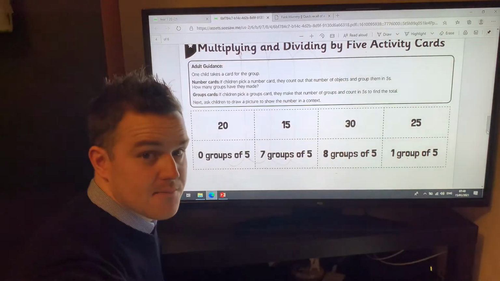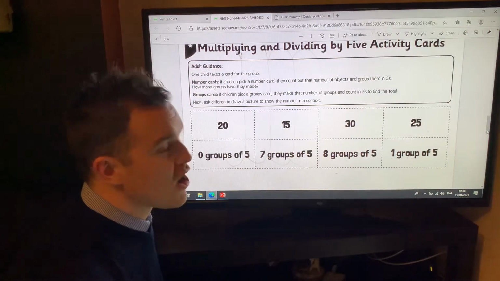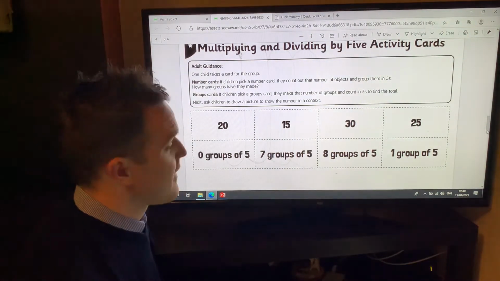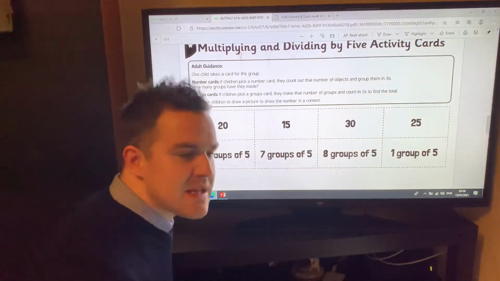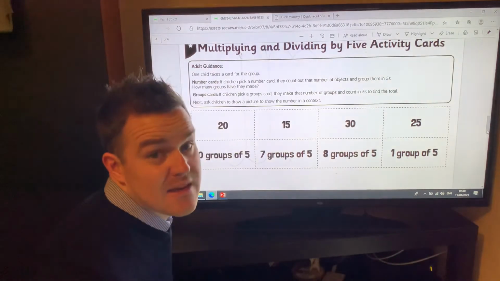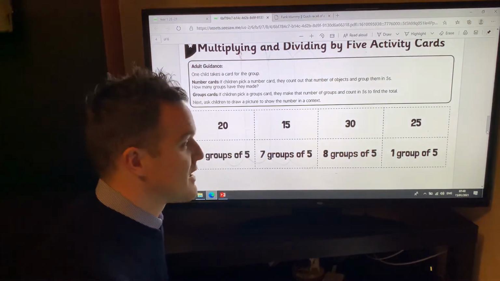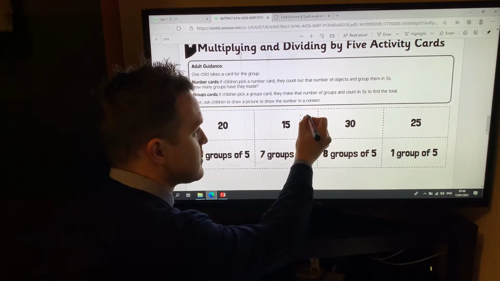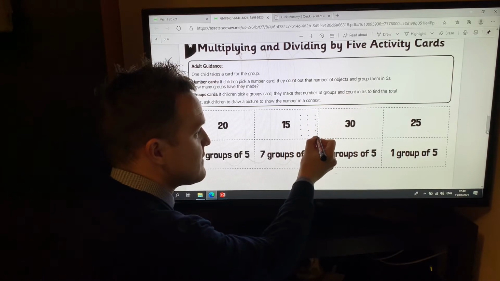Turn them upside down. If you pick a number card, you need to count out some objects to make that number and then group them in 5. So if I pick this number 15, I'm going to go and get 15 of my toys, 15 pieces of Lego, 15 coins, could be anything, 15 Cheerios, and I'm going to put them in sets of 5. So I'm going to get 15 now. I'm going to go 1, 2, 3, 4, 5, 6, 7, 8, 9, 10, 11, 12, 13, 14, 15.